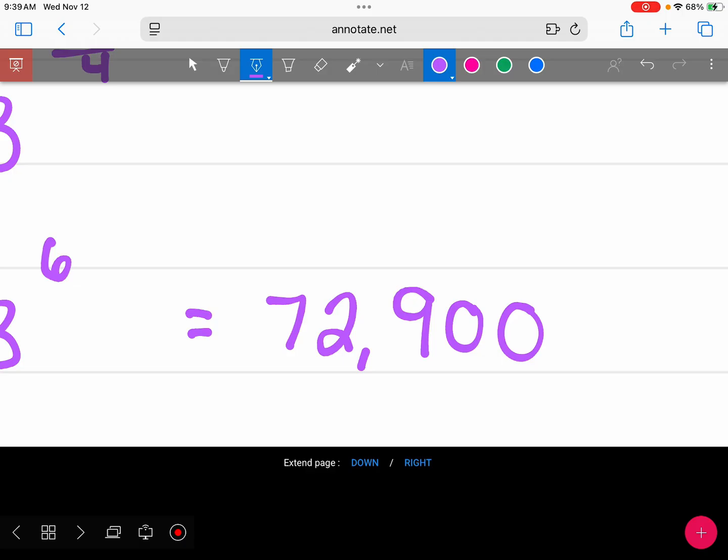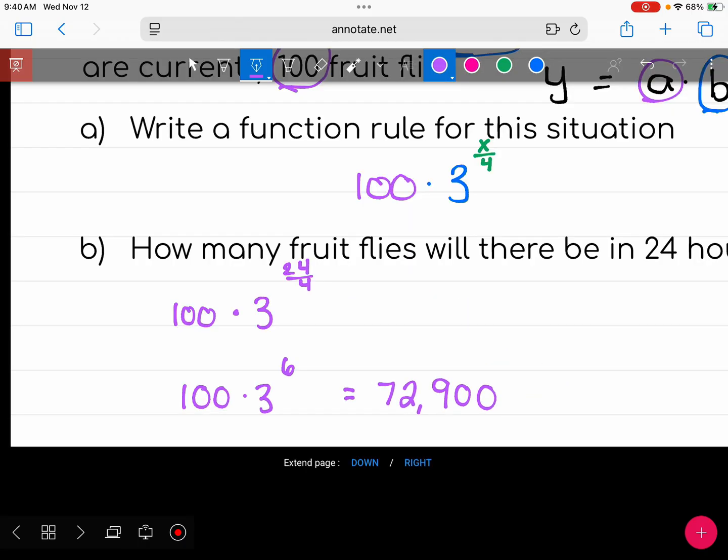So if we have funky units of time, we need to be really careful with our exponent. When in doubt, think it through. If my fruit flies are going to triple every 4 hours, I know that in 4 hours I should have 300. And then in another 4 hours after that, I'll be up at 900. So I'm taking my x of how many hours and dividing it by 4. Or you can ask, how many sets of 4 hours are there in 24 hours? Well, my exponent should be 6. So you can logic your way through that one a couple of times.